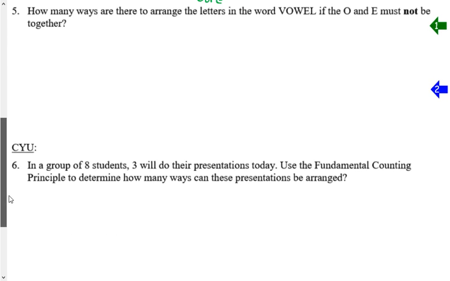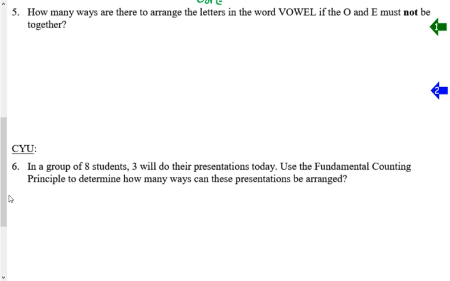Suppose with number 5, the vowels must not be together. And again, we'll look at 2 ways we could do this. The first way, which is the easiest way for this question, is to say, well, what if I look at all of the possible arrangements I can get and then subtract out what I don't want? And what I don't want is vowels together.